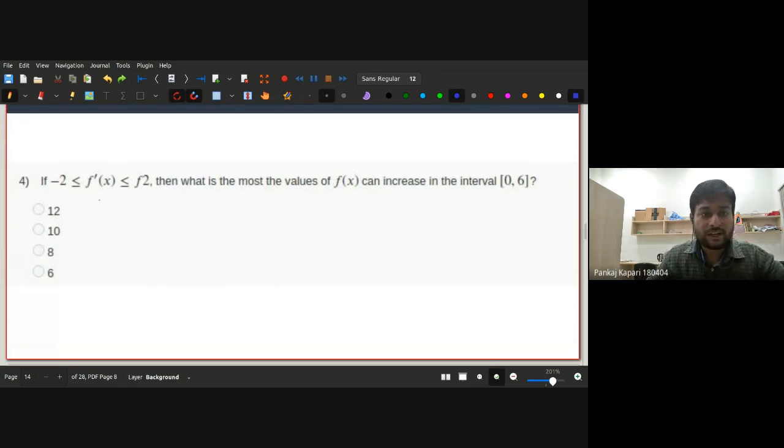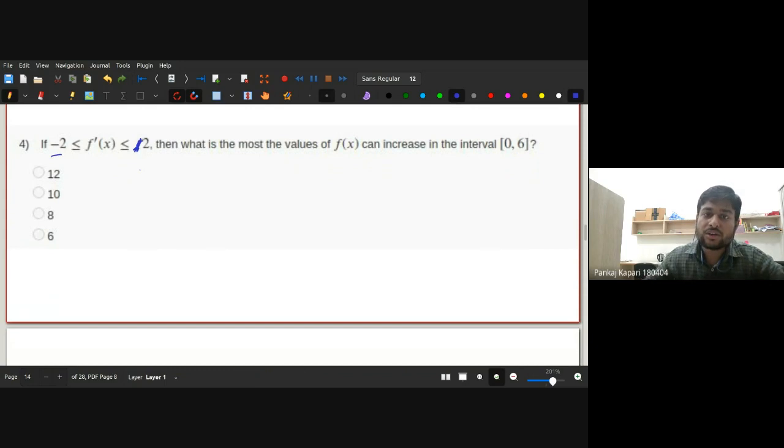So it's given that the derivative of the function lies between minus 2 and 2. Okay, so there's a typo. This f should not be here. This just says that the derivative of the function lies between minus 2 and 2. So what is the most that f of x can increase? Okay, so it just asks how much the function can increase in this interval.